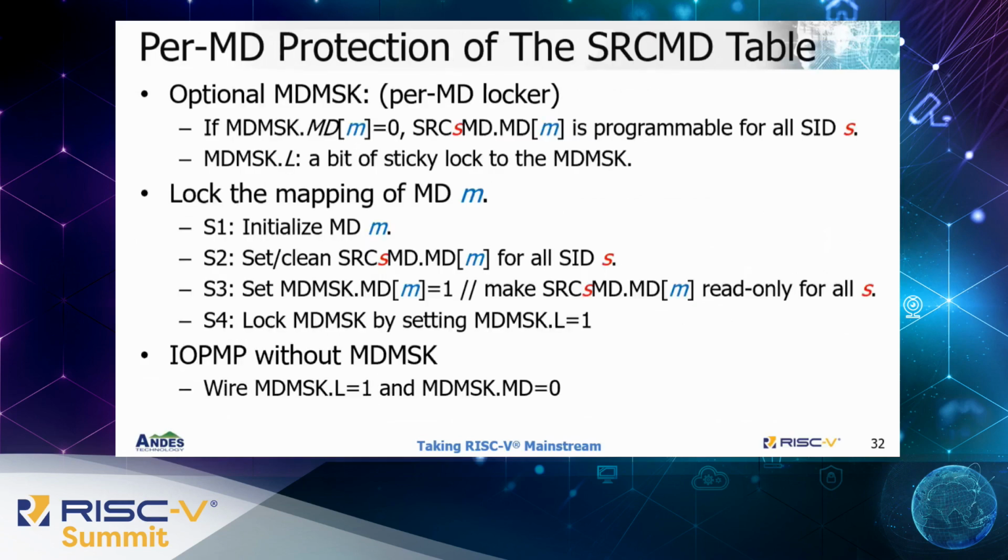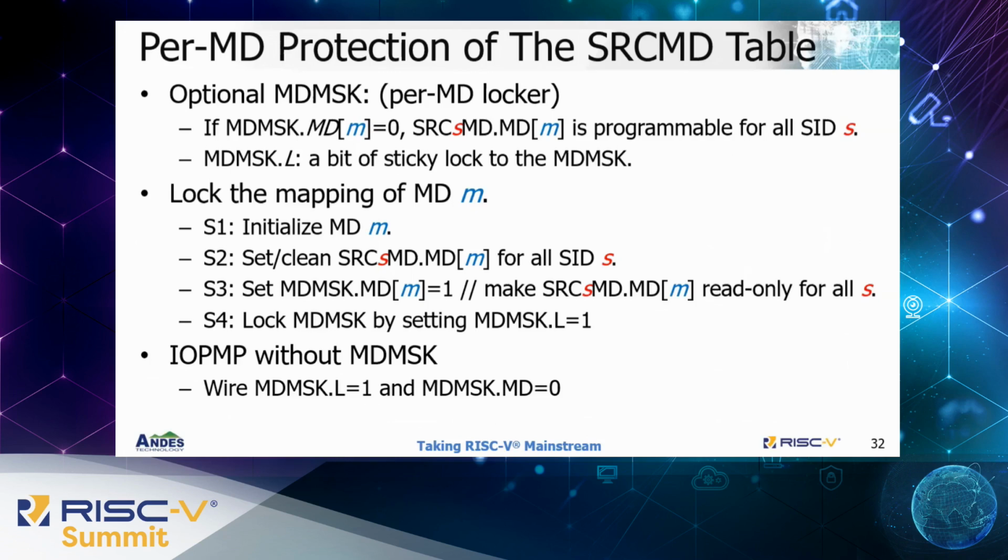We will begin with the SRCMD table. An optional register MDMSK is used to indicate which MD's association can be changed. A 0 bit in the MD field of the register means that its corresponding MD's association is programmable for every source ID. Otherwise, they are read-only. MDMSK.L is used to lock this register.